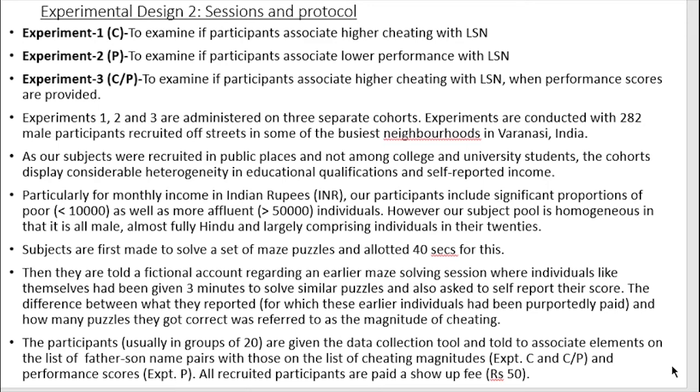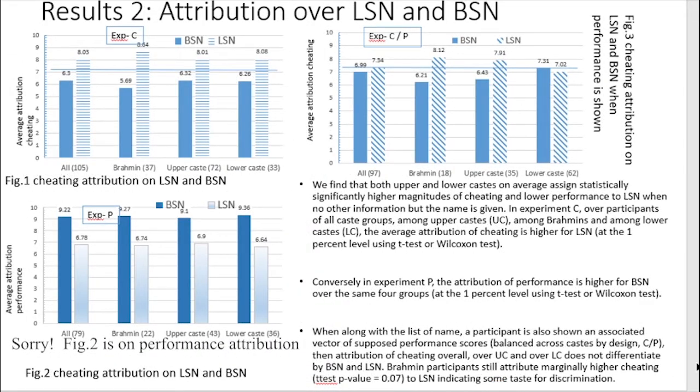All right. And now we are in the results section of the paper. We find that, compared to BSN individuals, the LSN individuals on an average are attributed higher cheating and lower performance, significant at the 1% level of significance. And when the experimental subjects are shown that BSN and LSN as groups have equal ability, even then our Brahmin experimental subjects attribute higher cheating to LSN individuals on an average. So it indicates that there may be a taste for discrimination against LSN names by Brahmin subjects.